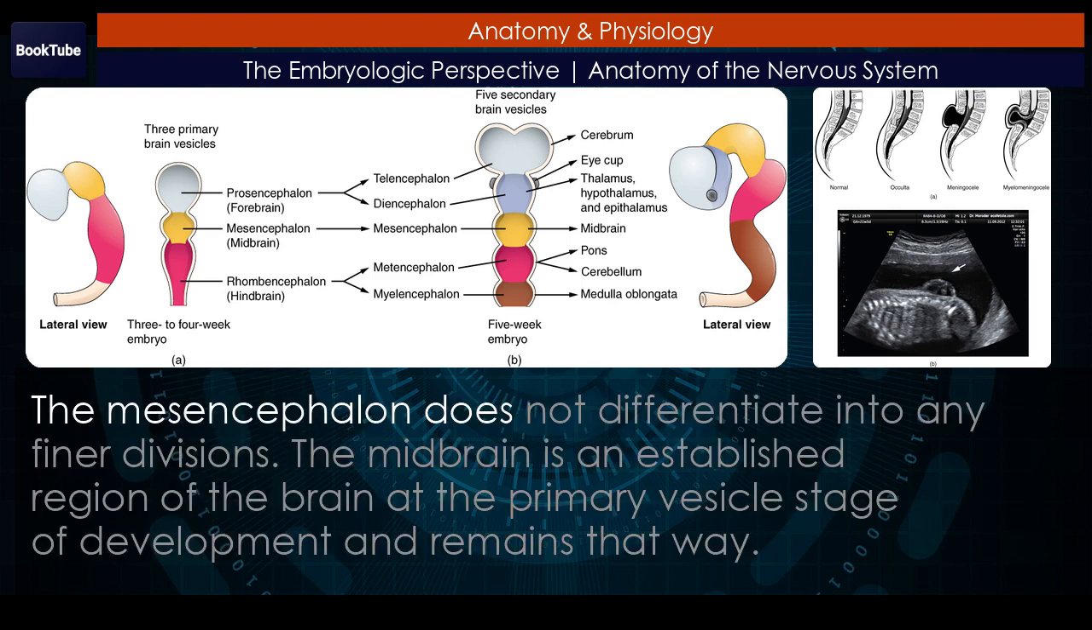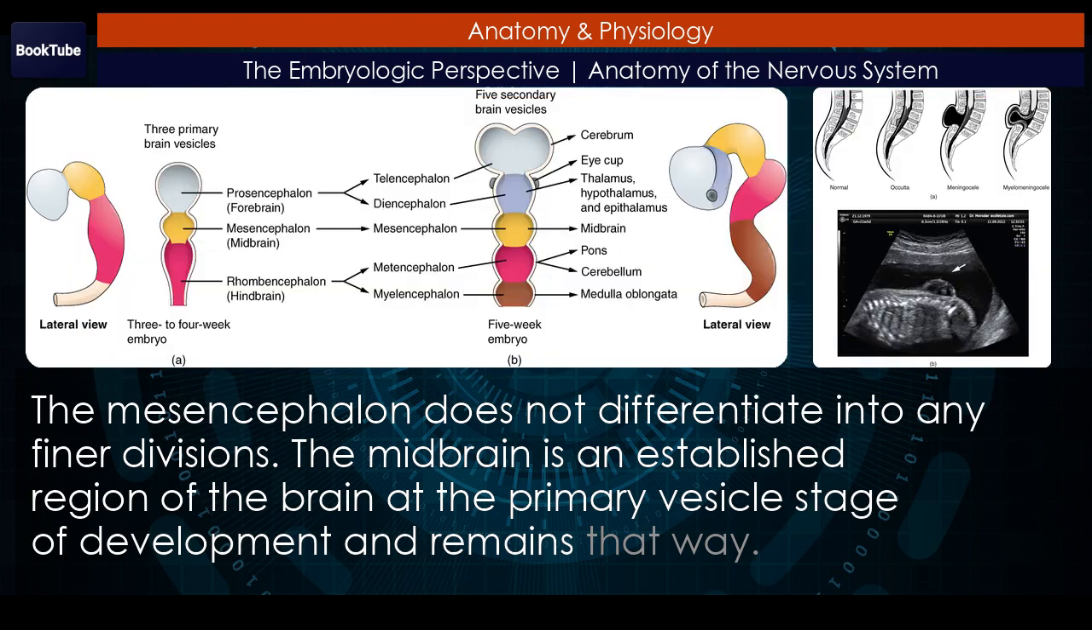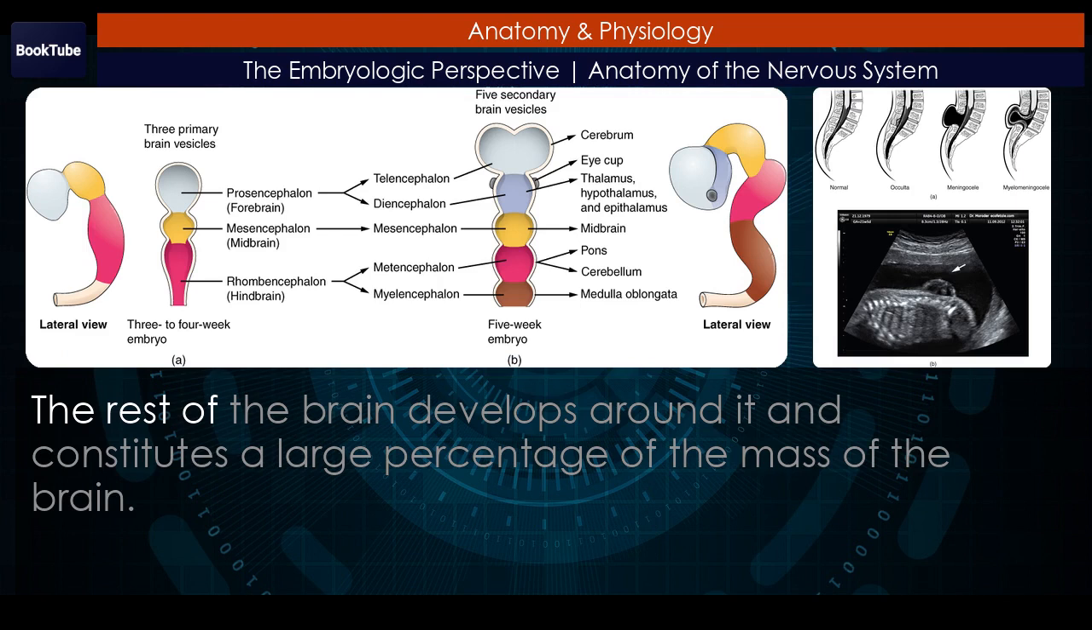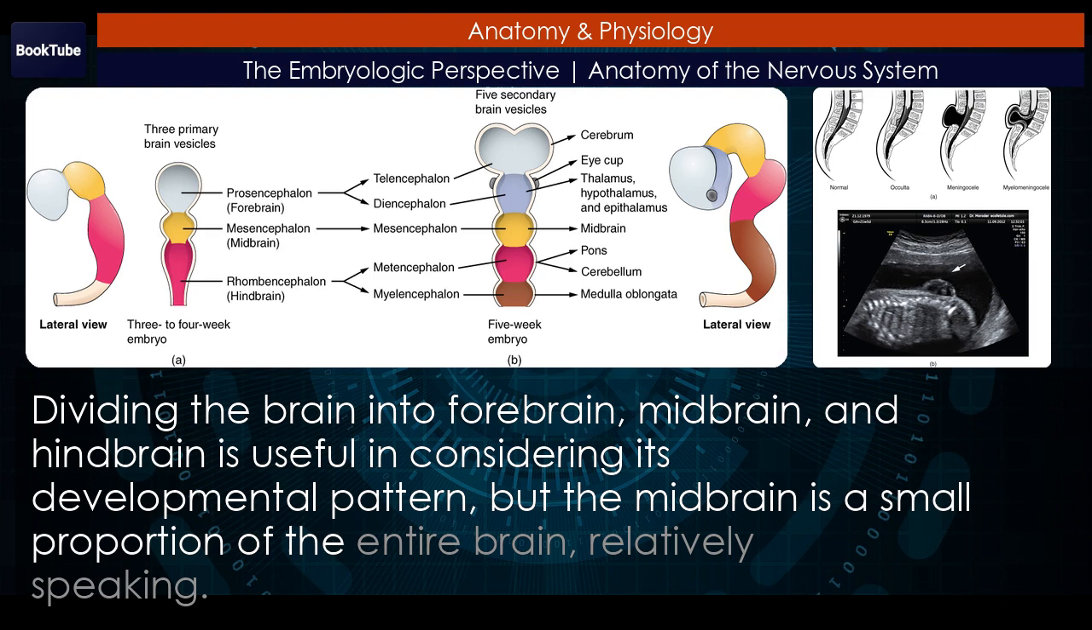The mesencephalon does not differentiate into any finer divisions. The midbrain is an established region of the brain at the primary vesicle stage of development and remains that way. The rest of the brain develops around it and constitutes a large percentage of the mass of the brain. Dividing the brain into forebrain, midbrain, and hindbrain is useful in considering its developmental pattern, but the midbrain is a small proportion of the entire brain.